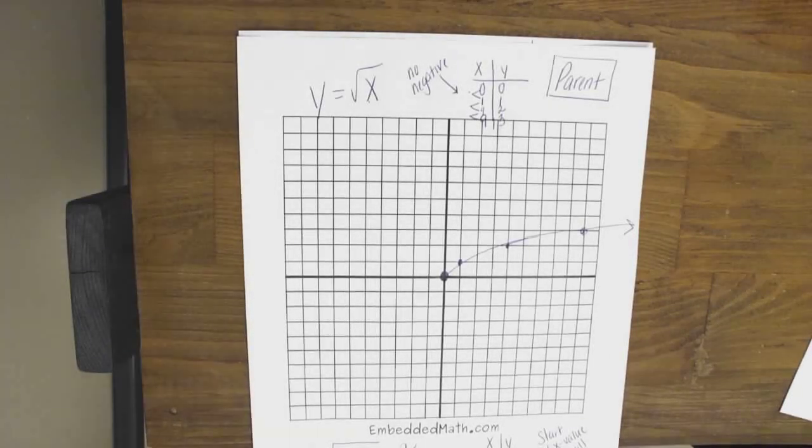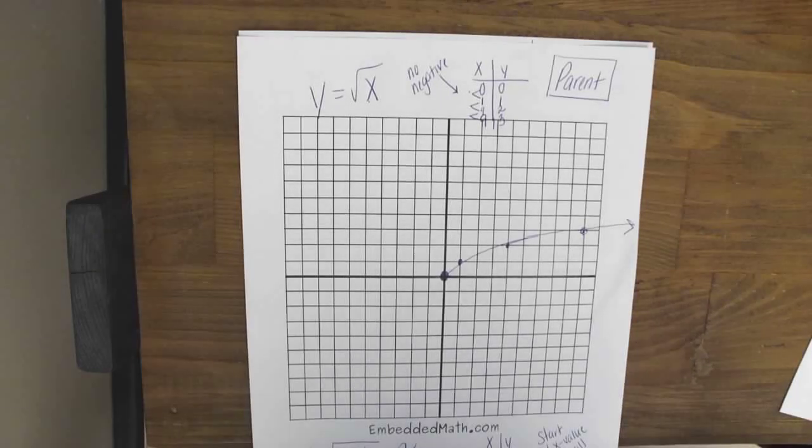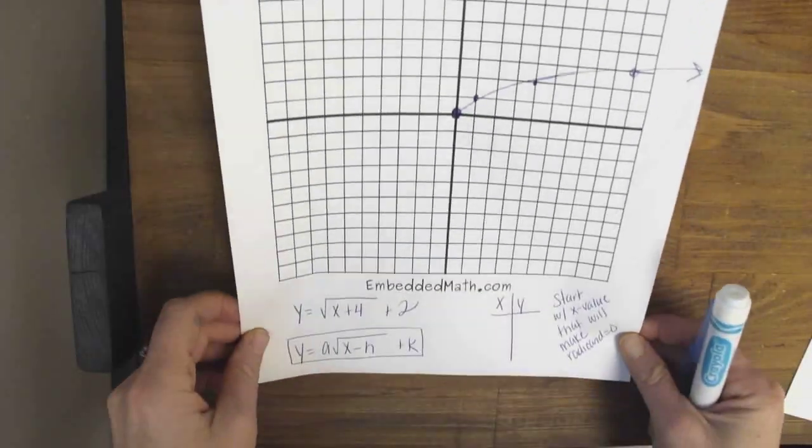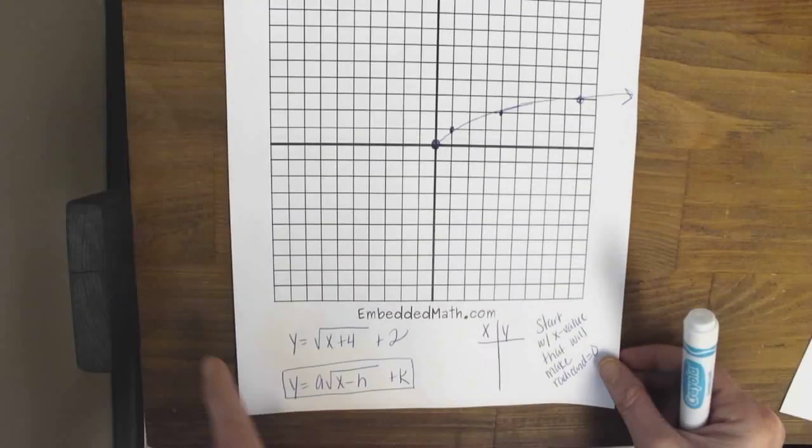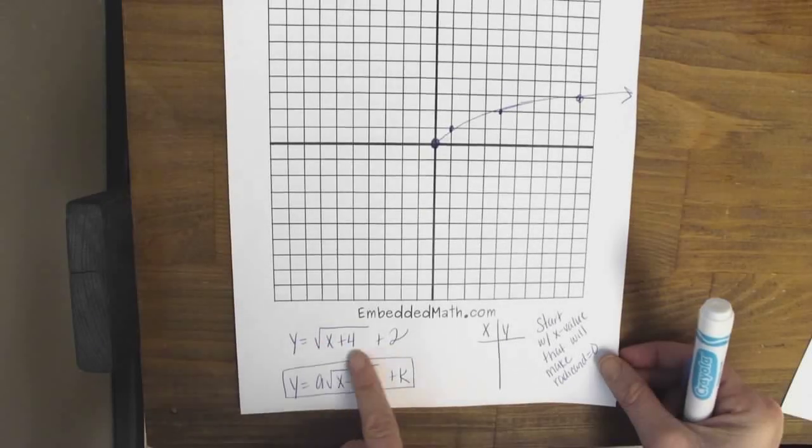Now, let's try another one. And when I try another one, I'm going to do this one in a different color on the same grid. I'm going to slide down here so we can see it. I'm going to try this crazy one right here.